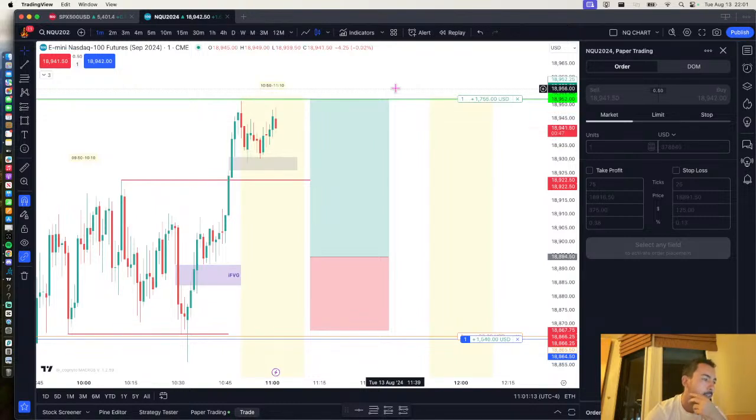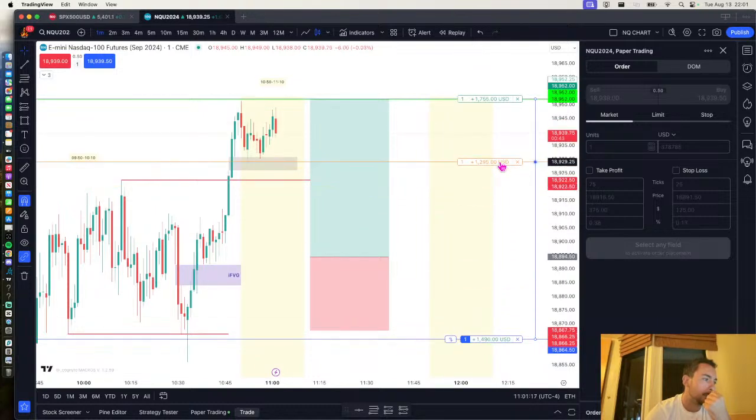Ooh, don't like that candle. Again, like I said, if this is a live trade, I would be out right here. I do not want to see the market rebalance again. Just a sign of choppy price action. I don't want to be in it.